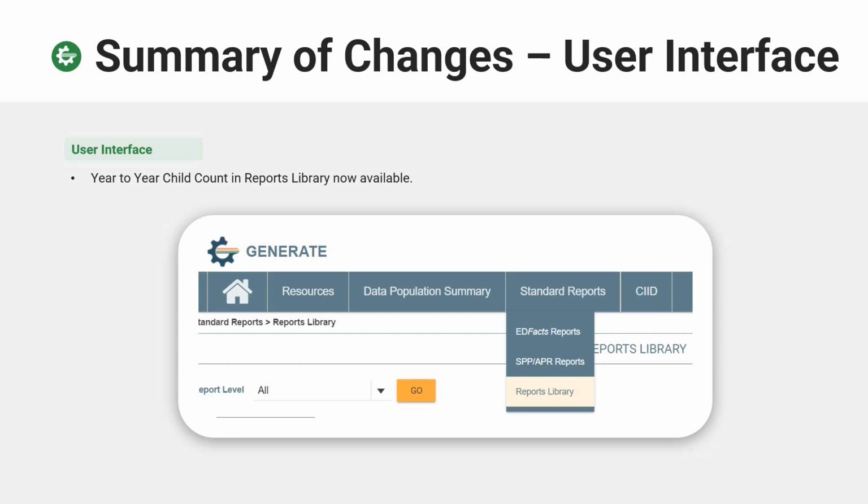We added the year-to-year child count report in the reports library. So we just put the little screenshot on here if you haven't gone to look at some of these things yet. If you go to standard reports library, you'll see that set of reports. We worked out year-to-year child count. It is now available, along with, I think in the previous release, year-to-year exiting and year-to-year discipline removals. I may not have those names exactly right, but those two reports were fixed in the previous release, so we got child count done in this one.